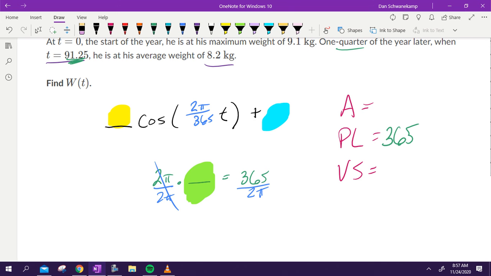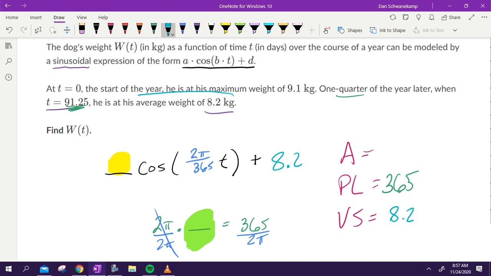I need something else. Aaron, what you got? 8.2 is the vertical shift. How do you know the vertical shift is 8.2? The average weight is 8.2, and if that's the average, that means it's going to be the midline. That's the middle of my graph, which is what I want, 8.2.